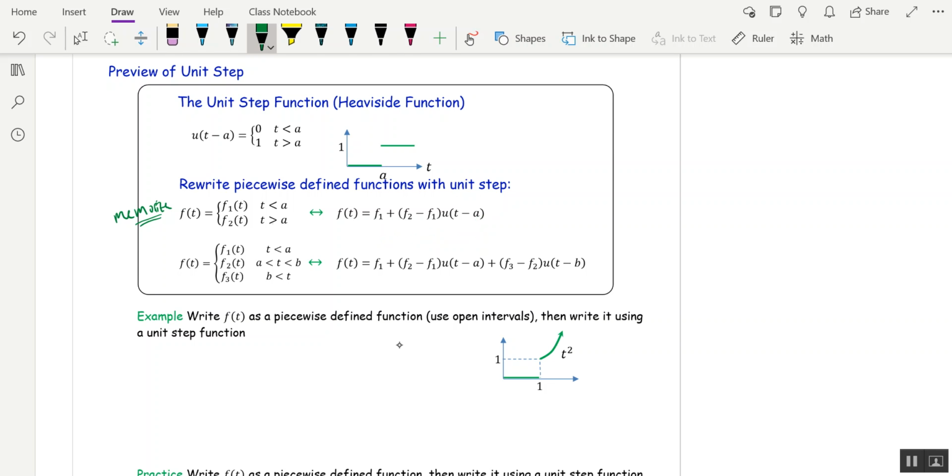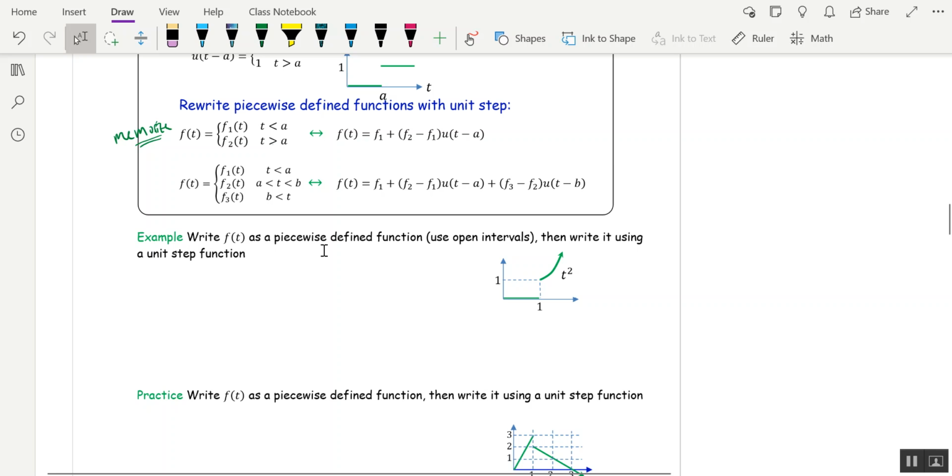And for three piecewise defined functions, it works similarly. You can go through that. So let's do a few examples here. Write f as a piecewise defined function, then rewrite it using the unit step function.